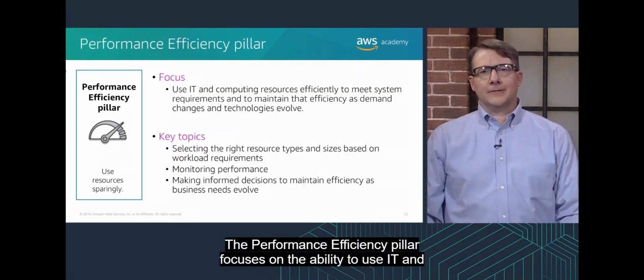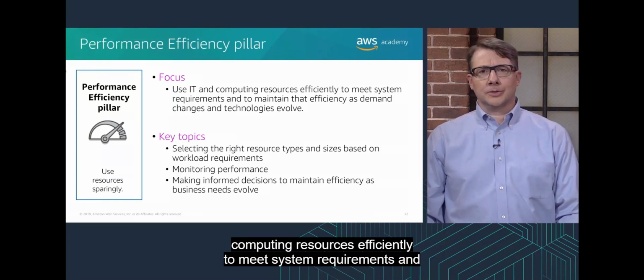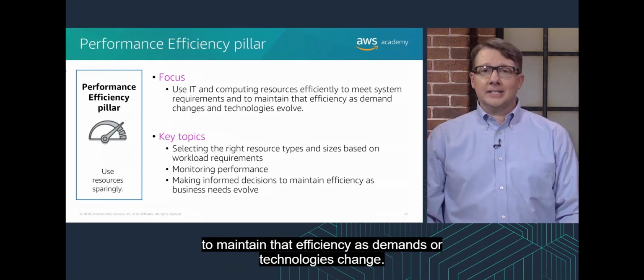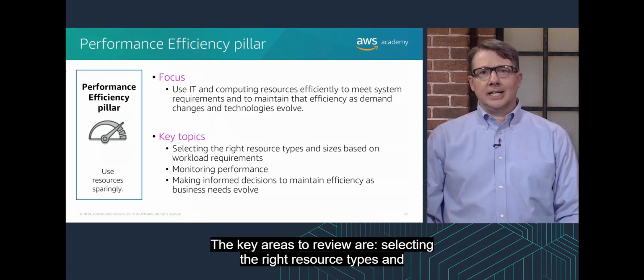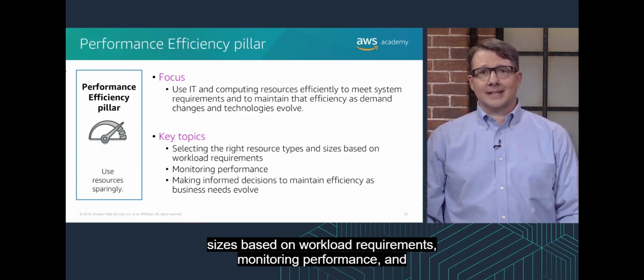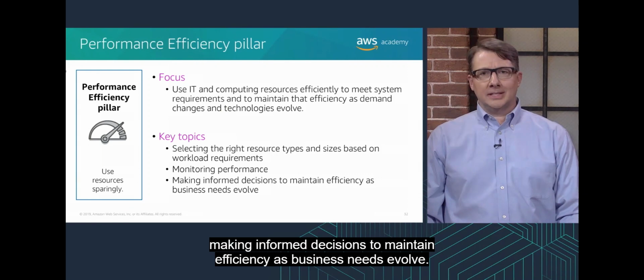The Performance Efficiency Pillar focuses on the ability to use IT and computing resources efficiently to meet system requirements and to maintain that efficiency as demands or technologies change. The key areas to review are selecting the right resource types and sizes based on workload requirements, monitoring performance, and making informed decisions to maintain efficiency as business needs evolve.